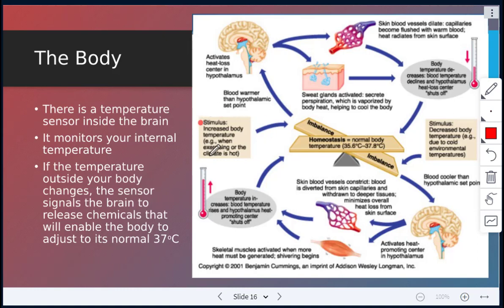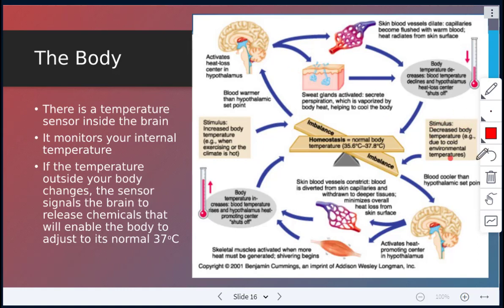So here, for example, the stimulus, there's an increased body temperature. So for example, if you're exercising or the climate is hot, so in the brain, there's an activation, and what will happen is, for example, the skin blood vessels, they'll dilate, so heat can radiate from the skin surface. Sweat glands will get activated, so you start sweating, perspiration, that'll vaporize by body heat to help to cool down the body.